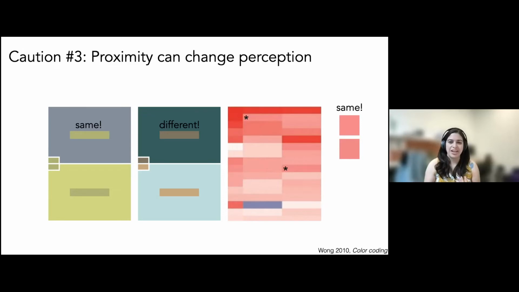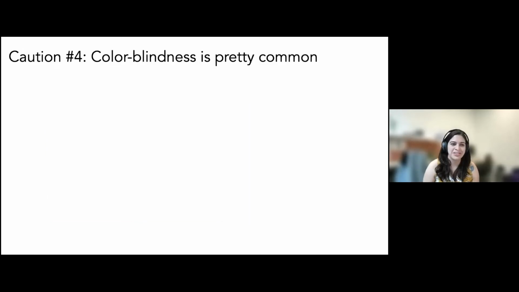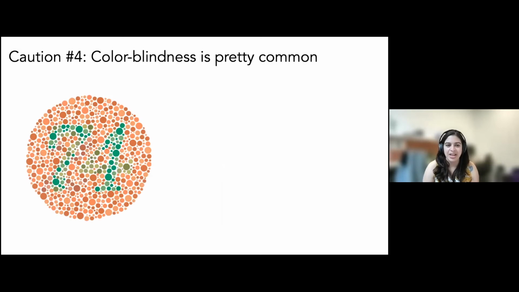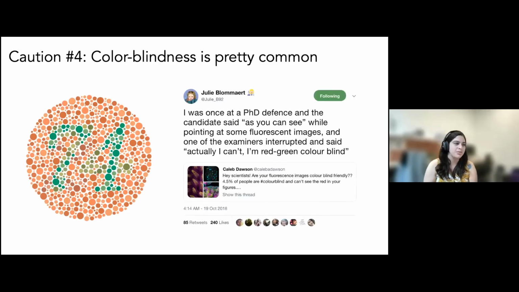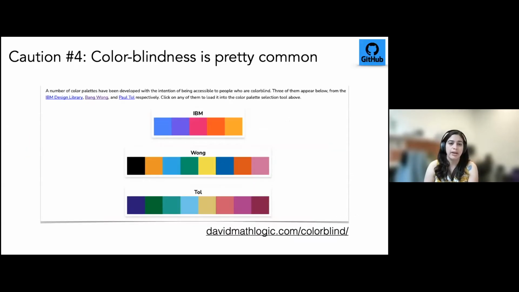And some of the comments in the chat about color blindness bring us to the next caution, which is that color blindness is pretty common. I would assume a number of members in the audience can't see the number in this circle. And you don't want to be defending your PhD and showing a figure that is not red-green colorblind friendly, because it's very, very common. And there are lots of ways to make sure your figures are colorblind friendly. There are a lot of palettes out there that already exist and are known to be colorblind friendly. You can go to this website or on the GitHub, where I point to some of these palettes.